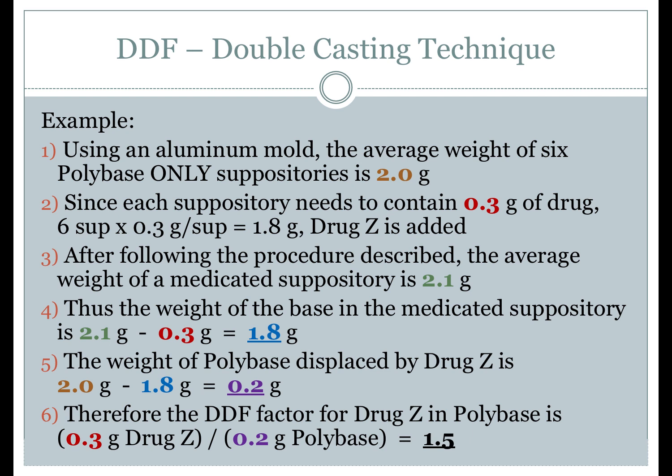The last step is to actually calculate the DDF. Recall that a DDF is the weight of drug displaced per gram of base. To calculate the DDF, take the weight of drug Z in each suppository, which was 0.3 grams, and divide it by the weight of polybase that was displaced, which was 0.2 grams. The result is 1.5, which is the DDF for drug Z in polybase.